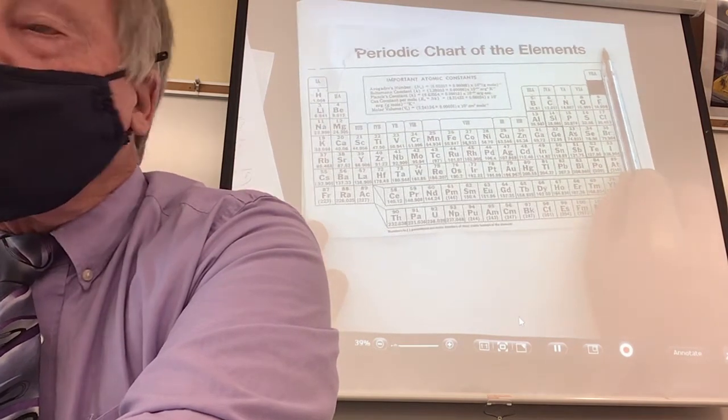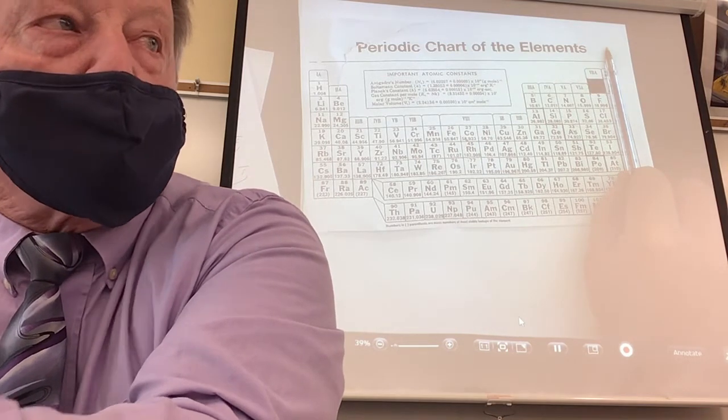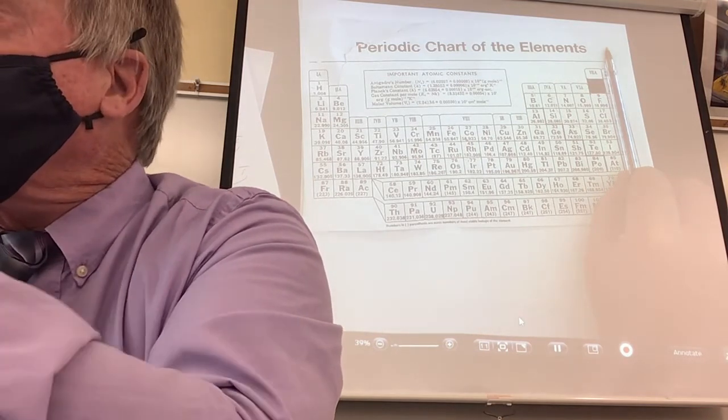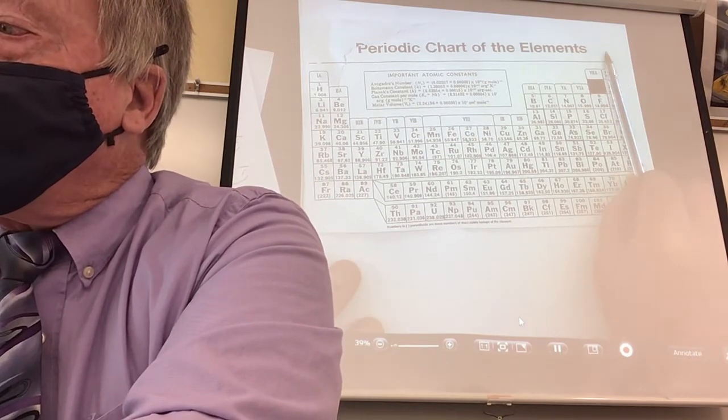What do you think? Neither. Their electron configuration is so stable, they don't want to form compounds. They don't want to gain or lose or share. Everybody got that part? These are noble gases.